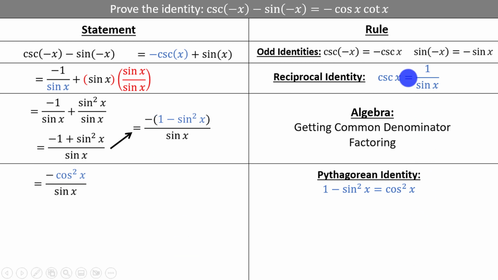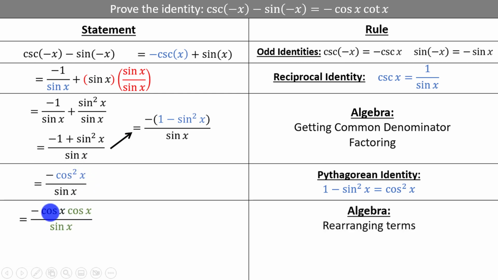Now I'm getting a little bit closer to my goal. I'd like to have negative cosine times cotangent. Now I remember by the quotient identity that cotangent is the same thing as cosine over sine. I have negative cosine squared. Cosine squared is the same thing as cosine times cosine, so maybe I'll rewrite this as negative cosine times cosine.